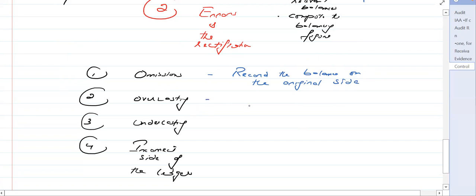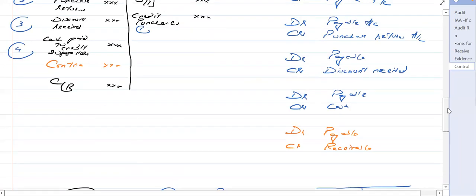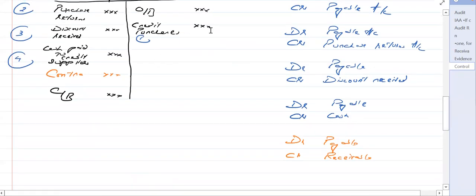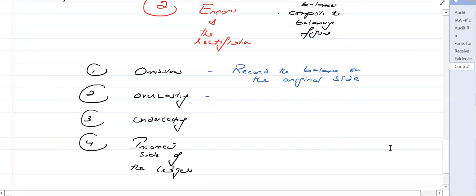Then we have the overcosting. For example, you talk about this payable ledger control account. The credit purchases was supposed to be recorded as 1 lakh, and unfortunately, you have recorded 1,20,000. This is known as the overcosting. You have recorded more balance. So record the difference. The difference is the amount between the amount that should have been posted and that which is posted. So record the difference on the opposite side. Why are we recording it on the opposite side? Because you have recorded more balance on the original side.